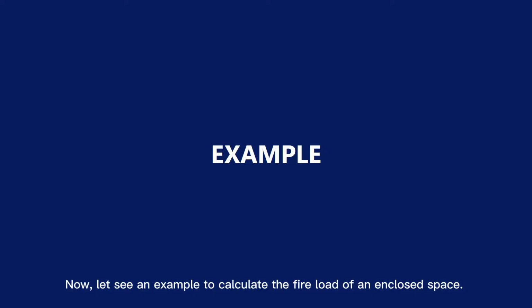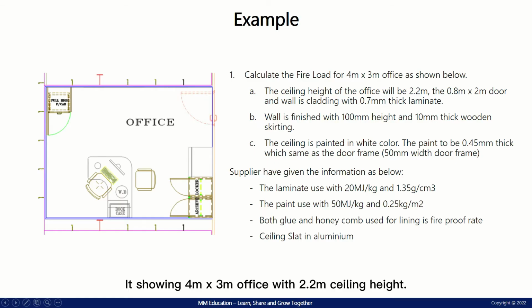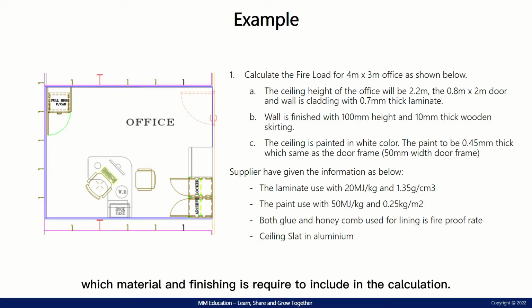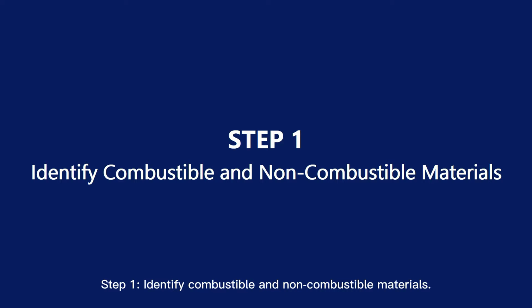Now, let's see an example to calculate the fire load of an enclosed space. It is showing a 4 meter by 3 meter office with a 2.2 meter ceiling height. The material and finishing used is given. To compute the fire load calculation, first we need to define which material and finishing is required to be included in the calculation. Step 1. Identify combustible and non-combustible materials.